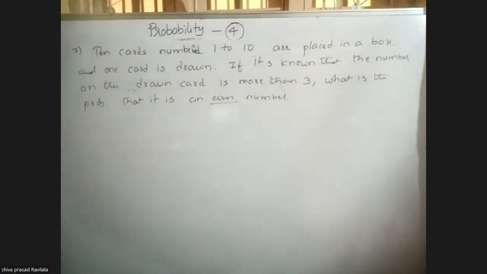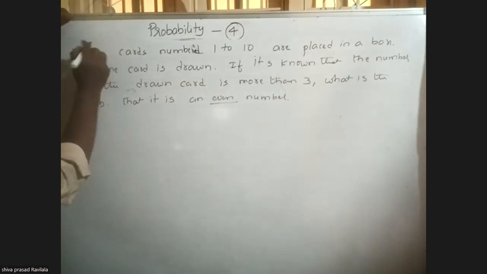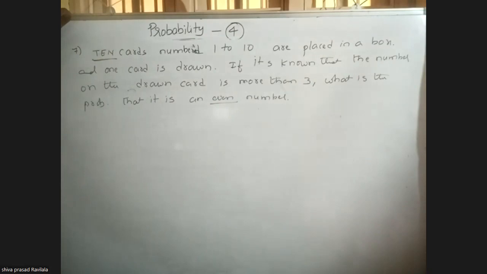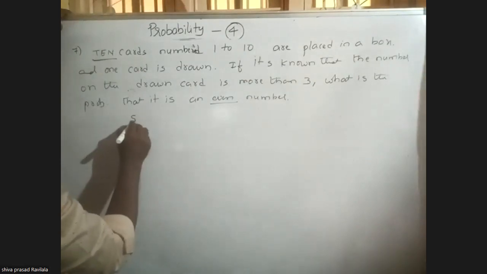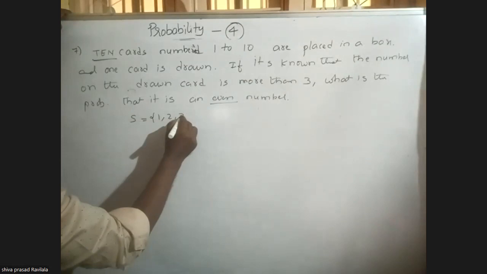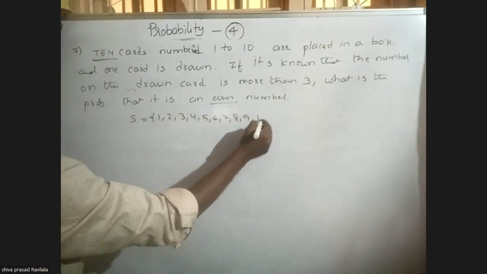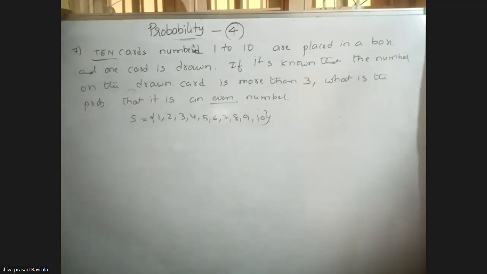One more time, try to understand the question. The box contains 10 cards numbered 1 to 10, and one card is drawn. If it is known that the number on the card drawn is more than 3, what is the probability that it is an even number? Sample space S is equal to 1, 2, 3, 4, 5, 6, 7, 8, 9, 10. Write down all; that will clarify your doubts.